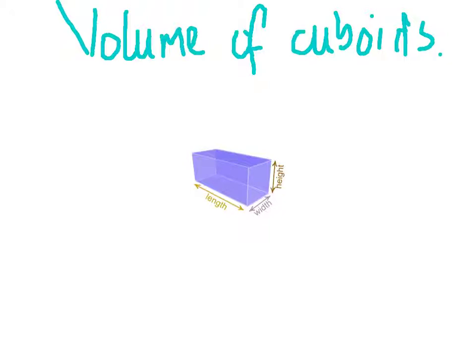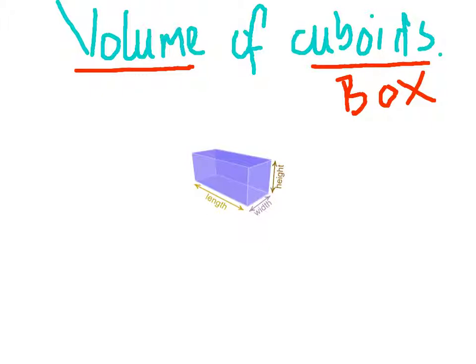Volume of cuboids, right? Another word for a cuboid, I'm not sure if it's true, but is a box, okay? Another word for a cuboid is a box. And volume means what's in the box, what's inside. And that's quite important. So inside the box, that's what we're going to find out.